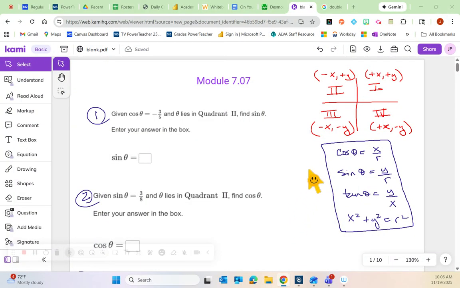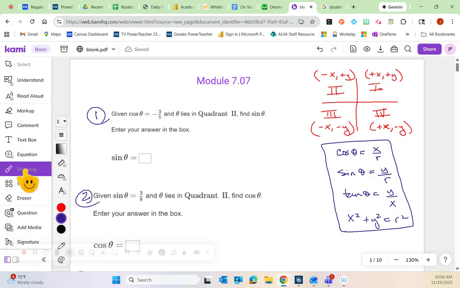You also have to know these formulas. Cosine of theta is x over r, sine of theta is y over r, tangent of theta is y over x, and the formula x squared plus y squared is always equal to r squared. So to do the first few problems, we're going to use all of this knowledge on the right. If you didn't know that, jot it down, take a picture, take a snip, whatever helps.